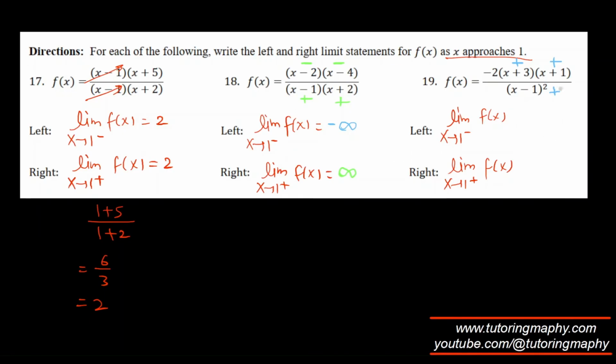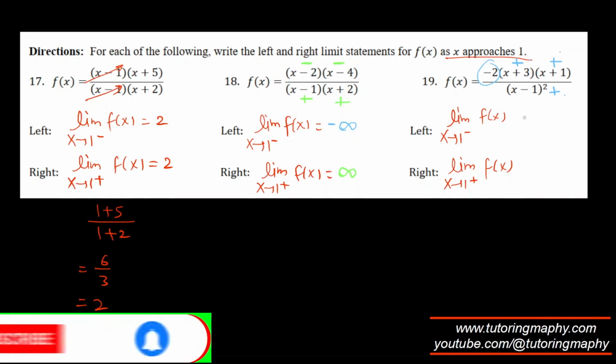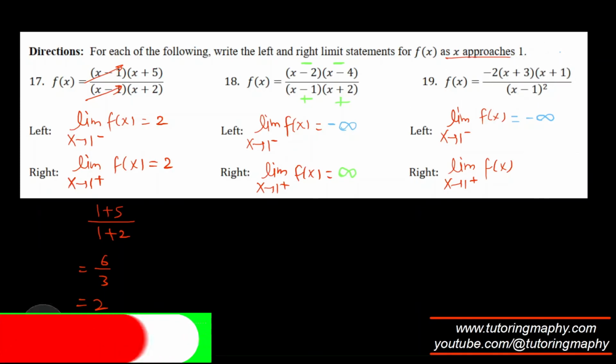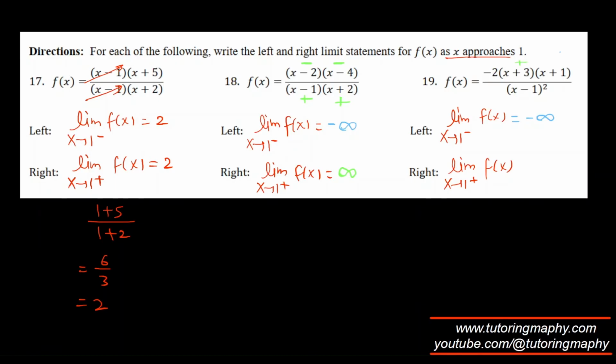But remember that there is a negative already over there. So although these three are positive, this negative is going to make everything negative. So this is going to negative infinity. And if we put 1 plus, then 1 plus is going to be positive, maybe 1.1, positive, positive, positive. But again, there is a negative. So this is going to make it negative infinity as well. That's how it works.